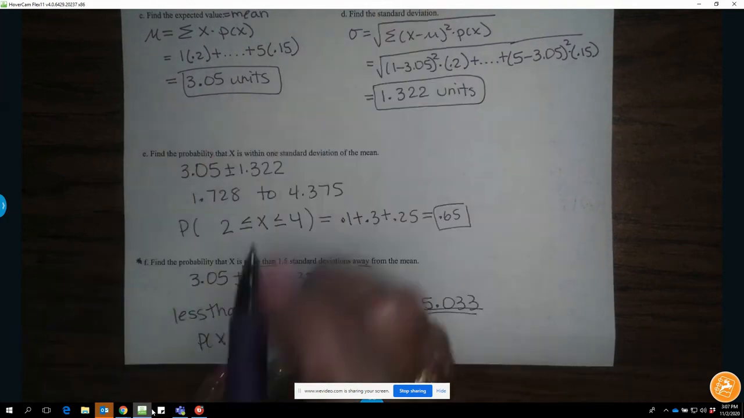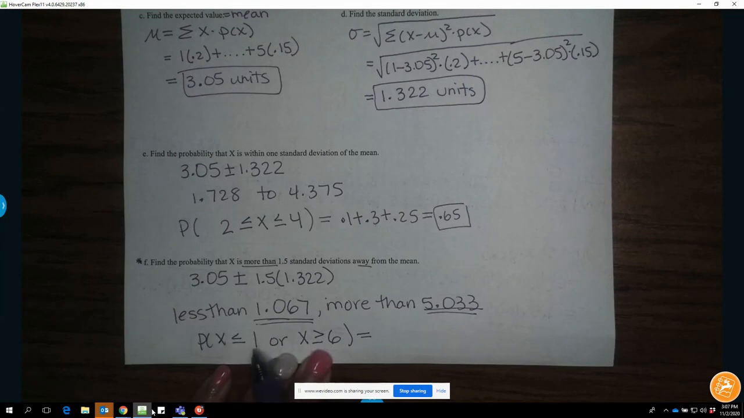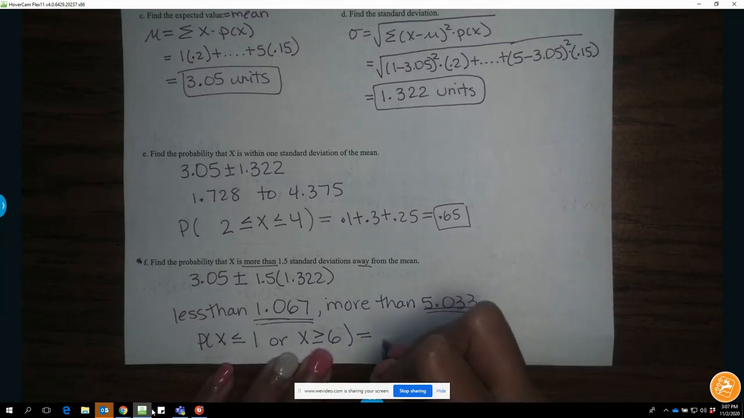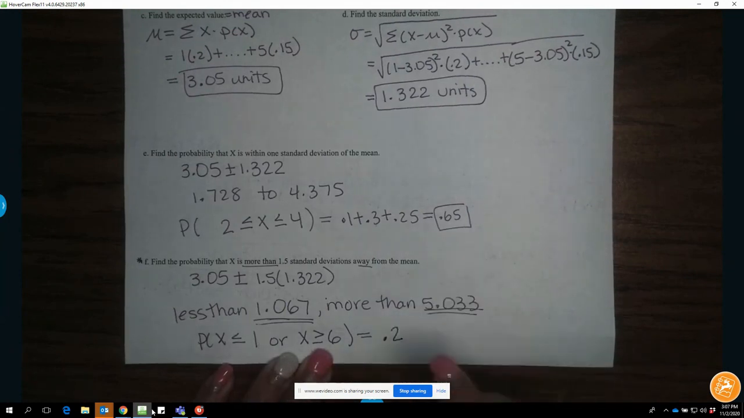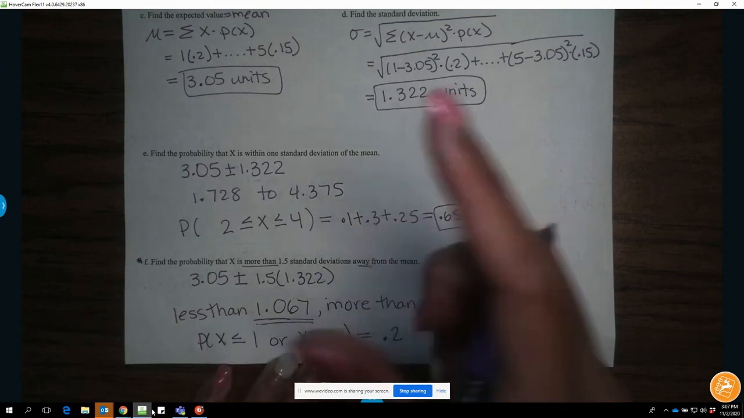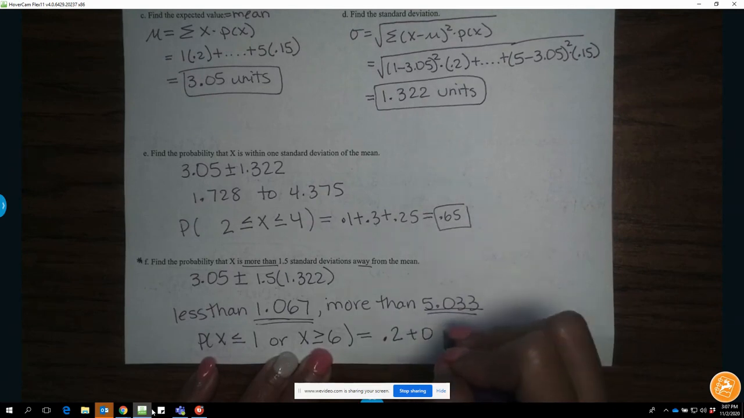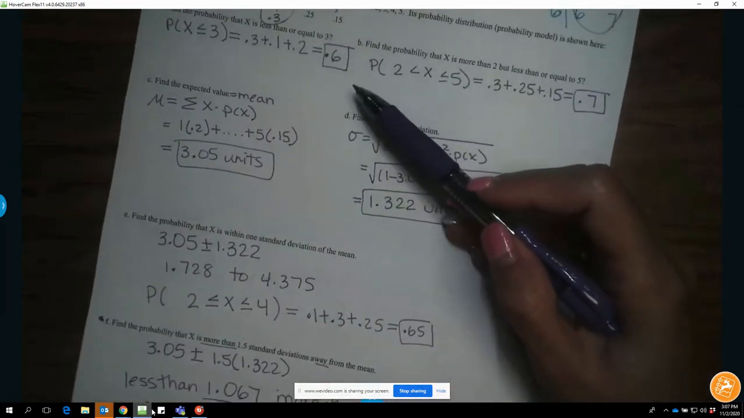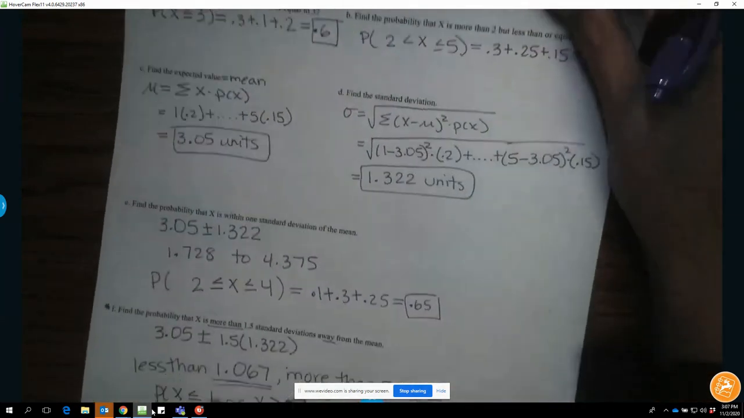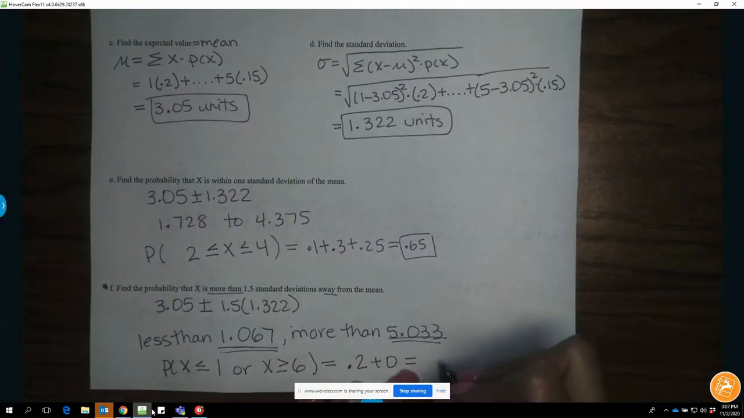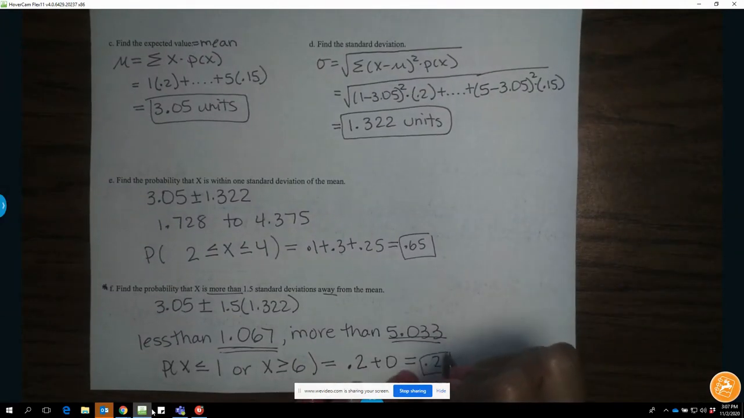Okay, so now if you look at your chart, you need x to be less than or equal to 1. So the only one would be x equal to 1, which is 0.2. And then it needs to be greater than or equal to 6, but there's no 6 there, so that's 0, because the table only goes up to 5. And that comes out to be 0.2.